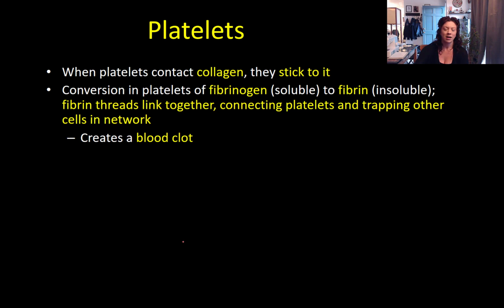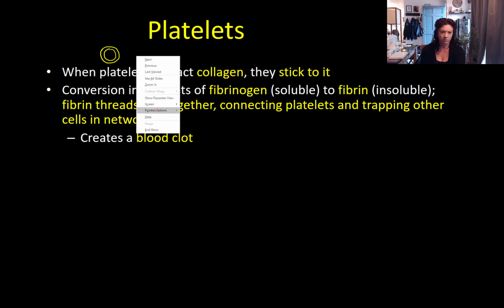All right. Here's how clotting works. When platelets contact collagen, they stick to it, right? So platelets and collagen have an affinity for each other. Now imagine this is the cross section of a blood vessel. So flowing through the inside of that blood vessel, there are all sorts of different blood cells, plasma, and mixed into all of that are also platelets.